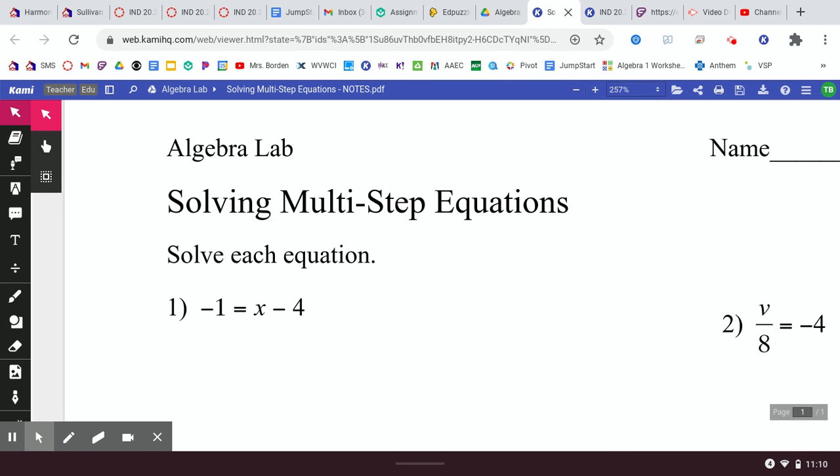All right, so today we're doing multi-step equations. So far, we've done solving one-step equations where we just had to add or subtract or multiply or divide. And then last week, we moved into two-step equations where we had to add and subtract and then also multiply and divide, which is what our jump start was today.